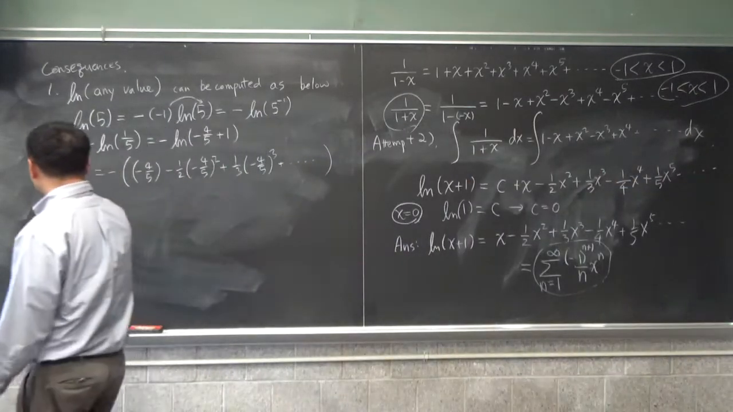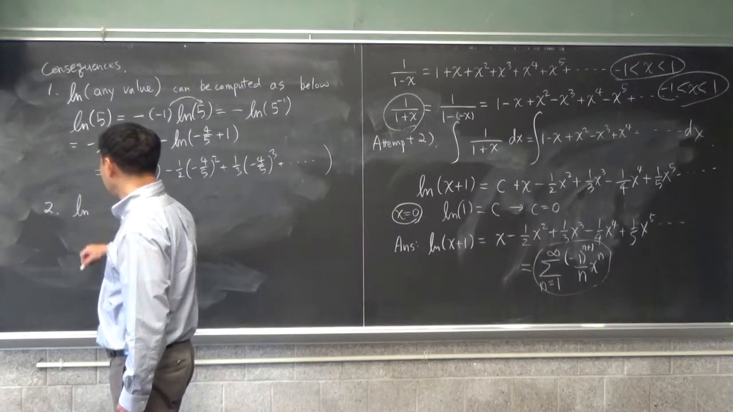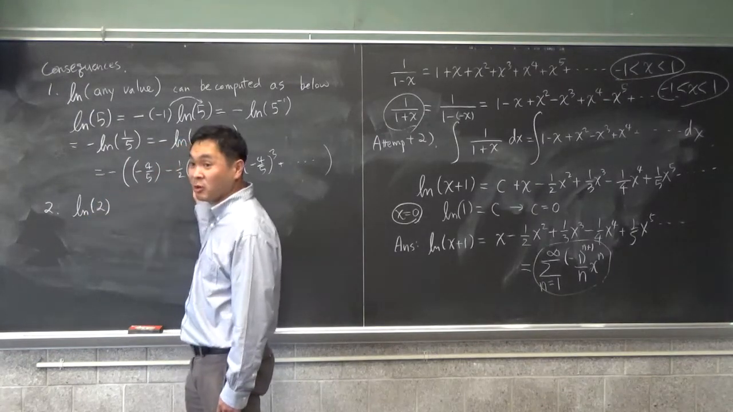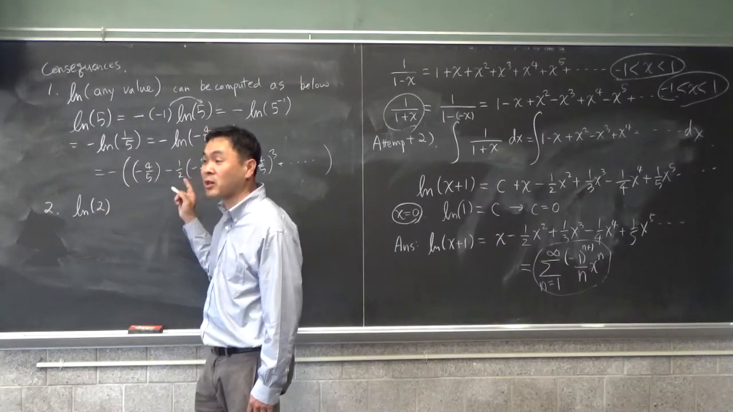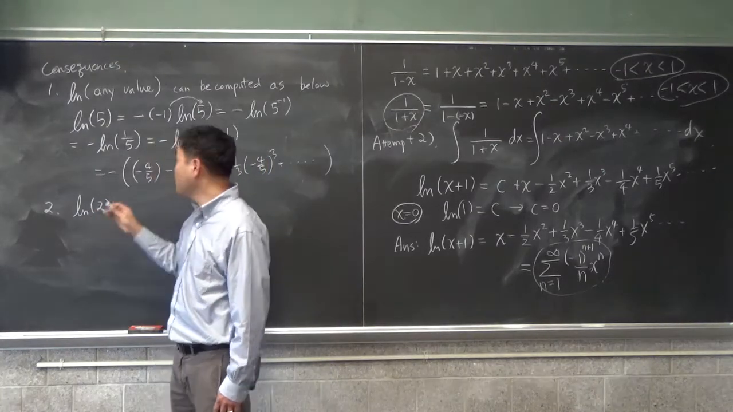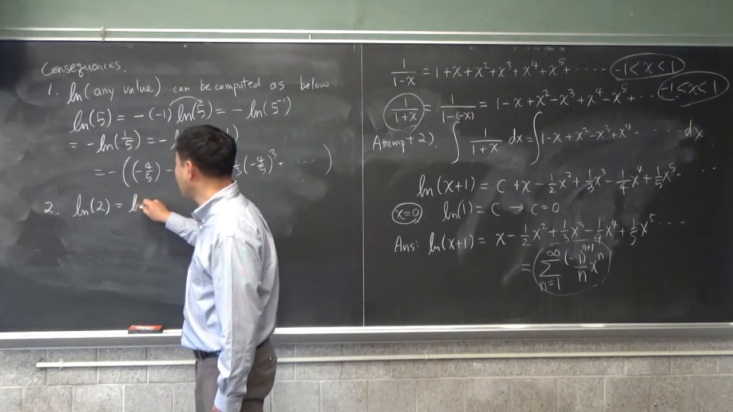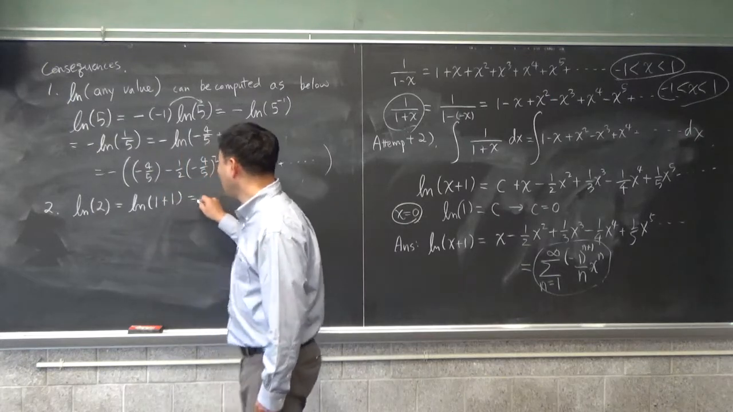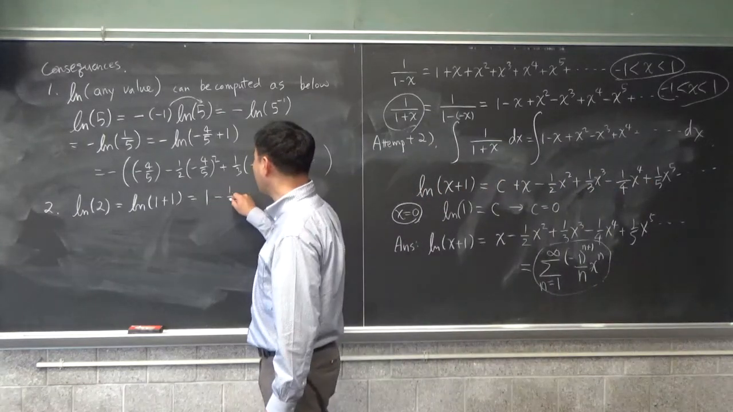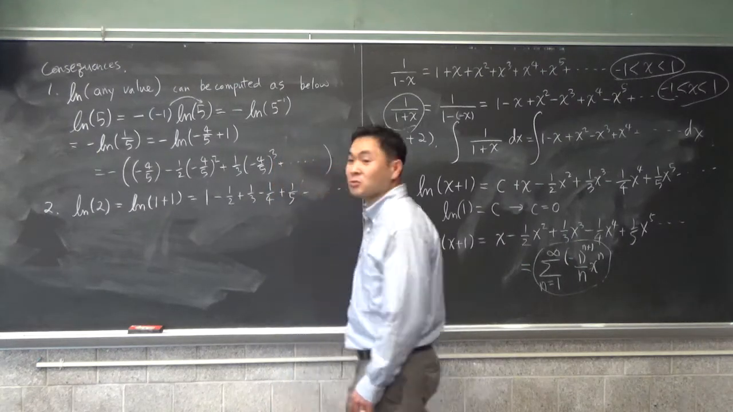Now, number 2, amazingly, ln of 2, of course we can compute ln of 2 this way as well. You can rewrite this as negative ln of 1/2 and then figure out what x has to be in order to get the ln of 1/2. You can do it this way. However, we can just simply say this is ln of 1 plus 1. And then, because x is 1, you can just write down 1 minus 1/2 plus 1/3 minus 1/4 plus 1/5, and so on and so on.